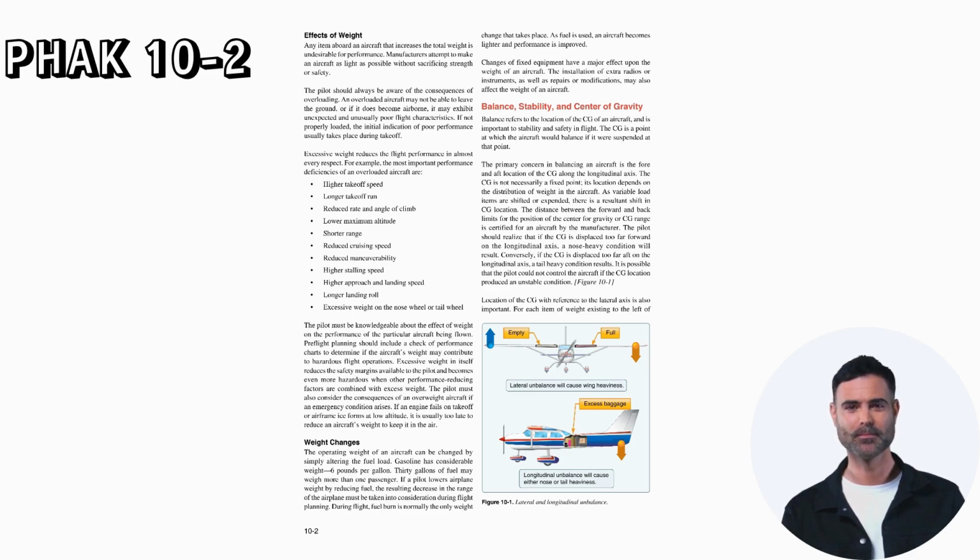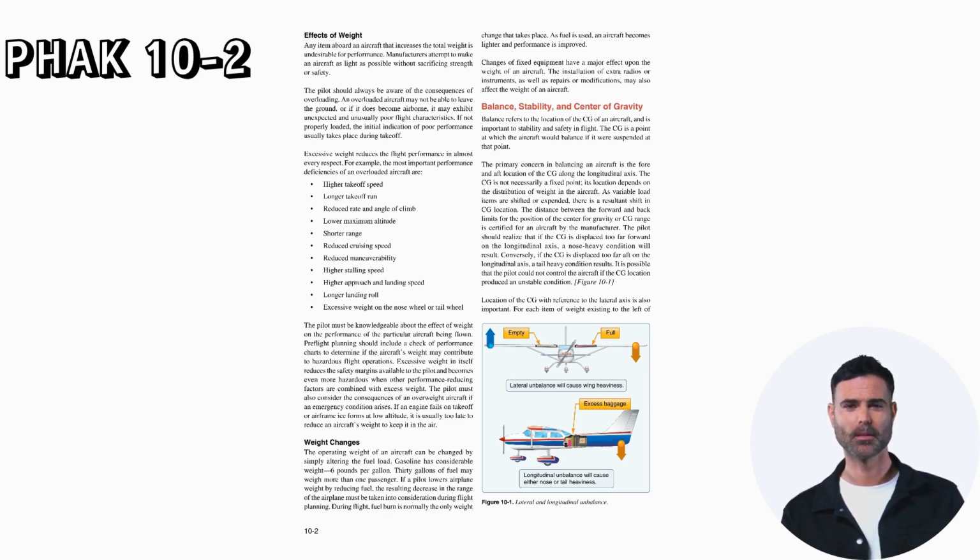Weight changes. The operating weight of an aircraft can be changed by simply altering the fuel load. Gasoline has considerable weight, 6 pounds per gallon. 30 gallons of fuel may weigh more than one passenger. If a pilot lowers airplane weight by reducing fuel, the resulting decrease in the range of the airplane must be taken into consideration during flight planning. During flight, fuel burn is normally the only weight change that takes place. As fuel is used, an aircraft becomes lighter and performance is improved.